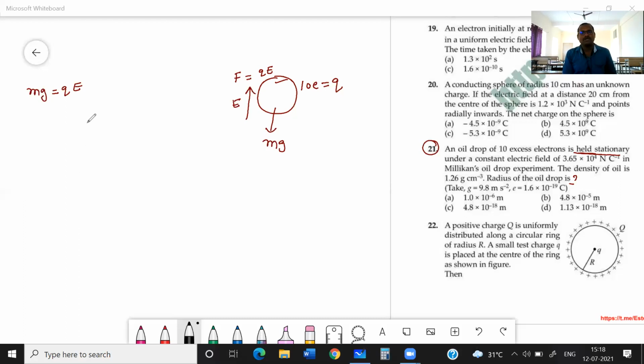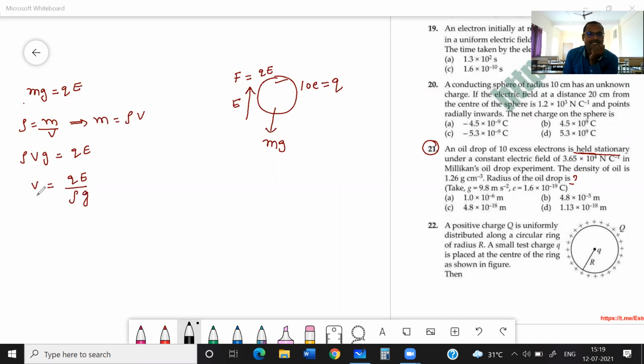So we need to write the mass of the solid sphere in terms of volume and density. We know the density formula is mass divided by volume, so mass can be written as density into volume. So we can replace here: rho Vg is equal to qE. Clear, students? Then V can be written as qE by rho g.